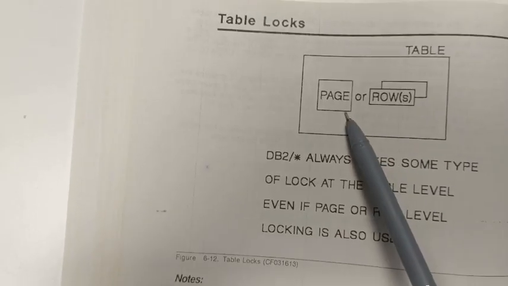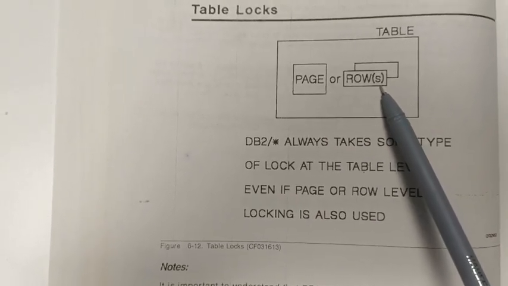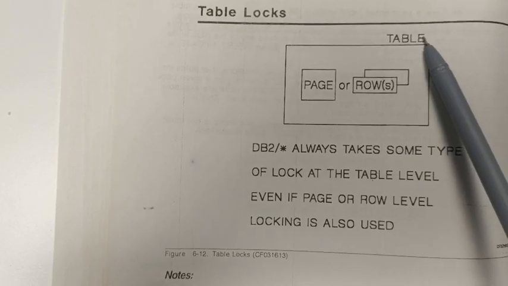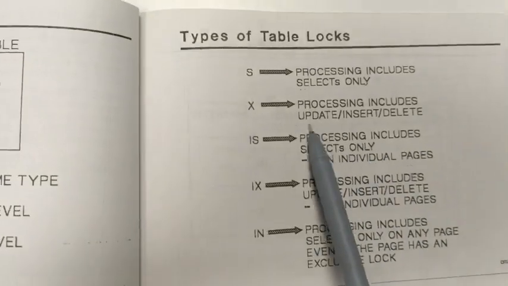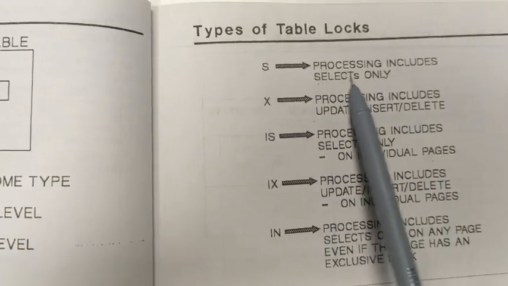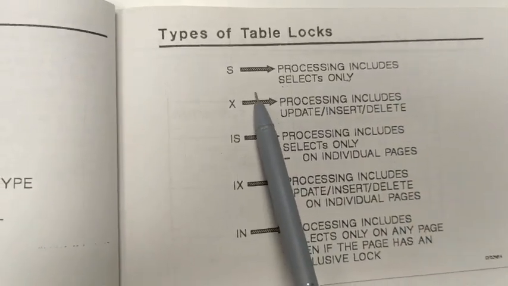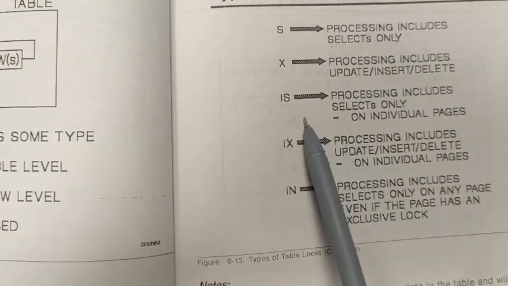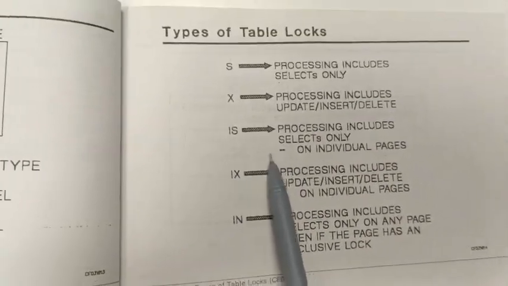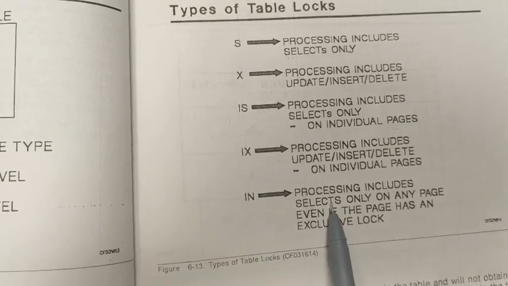We don't have to specifically do page or row locking. We can do it directly with the table lock here. And these are the types of table locks here. We have shared mode, where we are doing select only, with the symbol S, and exclusive mode whenever we are doing update or insert, and then IS, IX, and IN options.